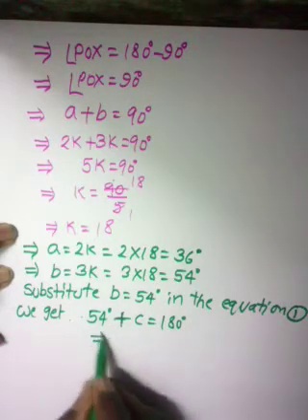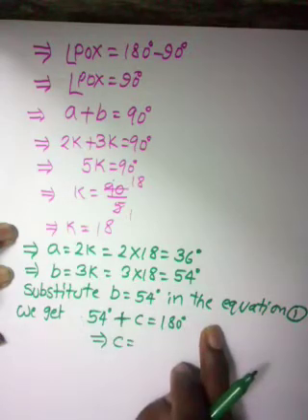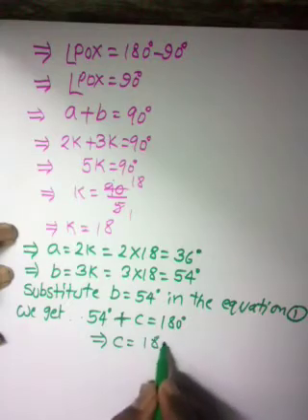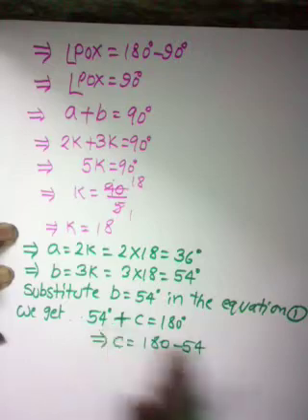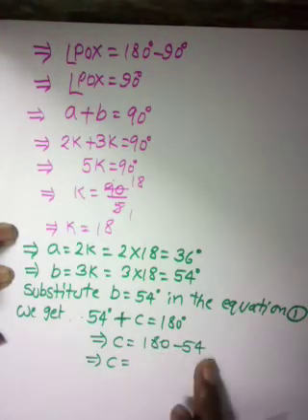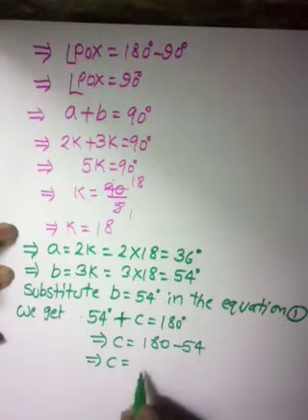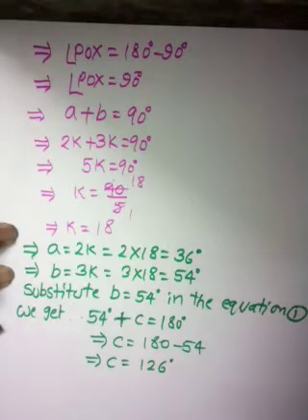Right. This implies c is equal to, we have to transpose this 54 to RHS. Then it becomes minus 54. Do you know this point, my children? Right. This implies c is equal to 180 minus 54. What will you get here? 126. So this is the value of c. Understood, my children? Right.